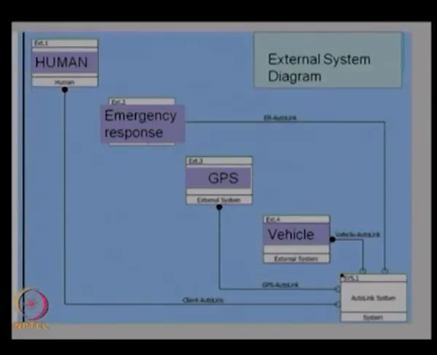So, you can see here these are the main external systems. Of course, you can identify more, like a human operator, the emergency response team, the GPS system, the vehicle system, and then you have the Autolink system as the main system actually interacting with these external systems. So, you can identify the interaction between the external systems and try to find out what kind of interfaces are needed between them from the external system diagram, and based on this we can identify the external system requirements also, and this also will become part of the ORD document.